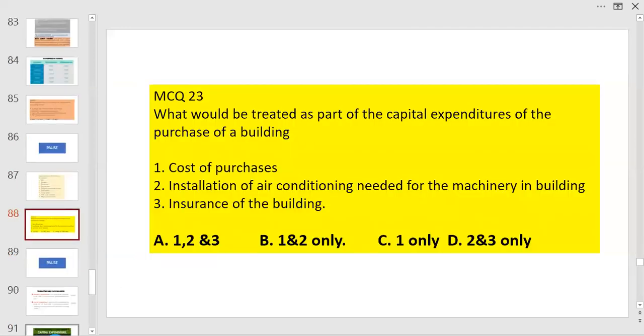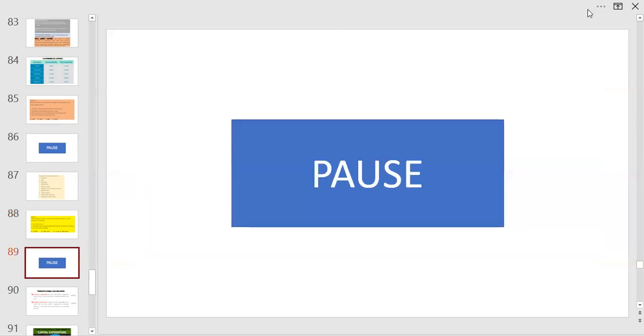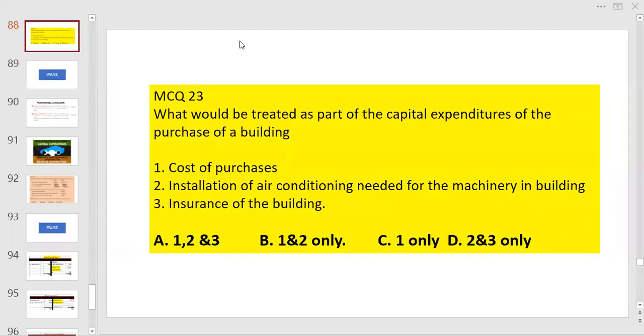We'll go to the next question. What would be treated as part of the capital expenditure of the purchase of a building? Cost of purchase, installation of air conditioning needed for the machinery in the building, insurance of the building. Before we answer this question, there is a mention of capital expenditure, so we will take this opportunity to learn a little about it.